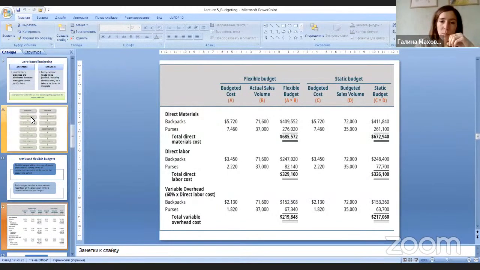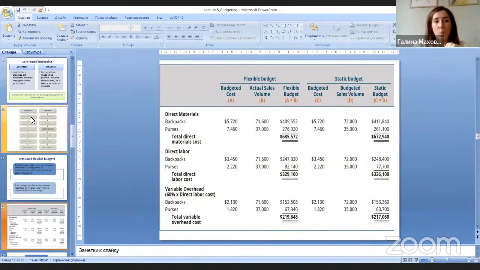The first part is about the flexible budget. Column B shows us actual sales volume. For example, we planned to sell 72,000 backpacks, but actually we sold only 71,600 of them. So we recalculate our budget using only actual sales, but the costs are the same. In this case, we can find the flexible budget for each point.